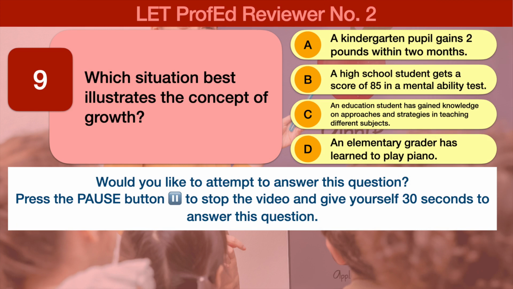Question number 9. Which situation best illustrates the concept of growth? A. A kindergarten pupil gains 2 pounds within 2 months. B. A high school student gets a score of 85 in a mental ability test. C. An education student has gained knowledge on approaches and strategies in teaching different subjects. D. An elementary grader has learned to play piano.